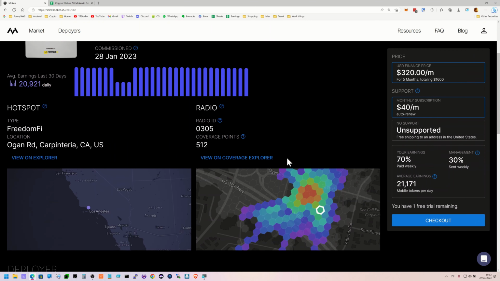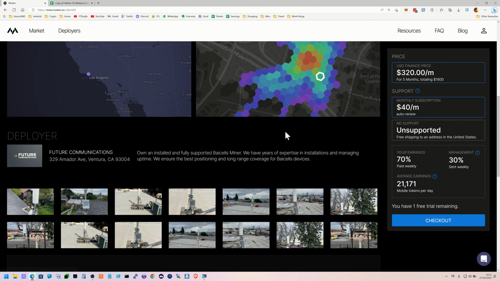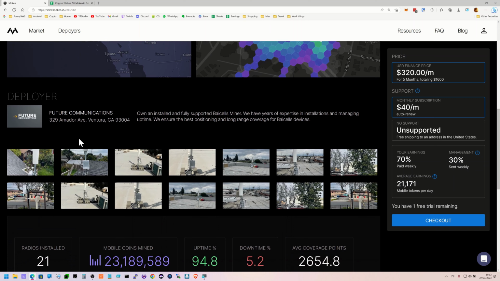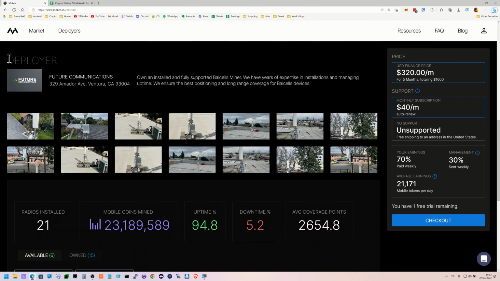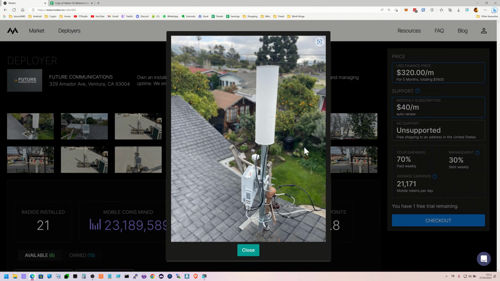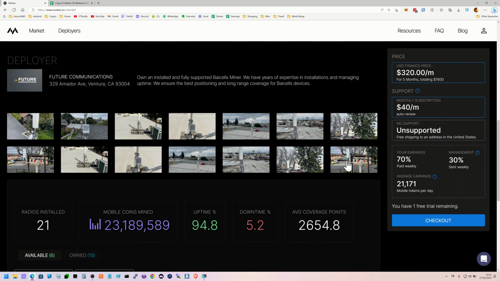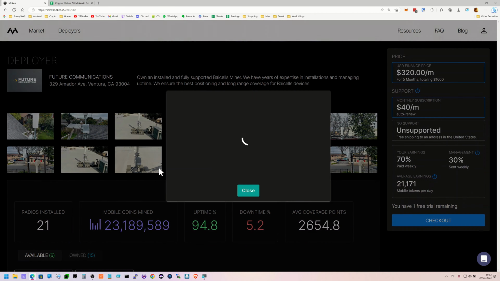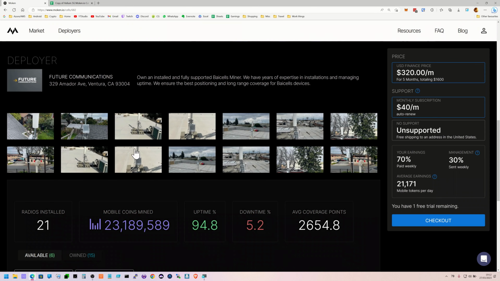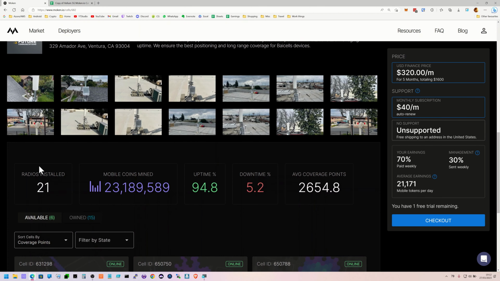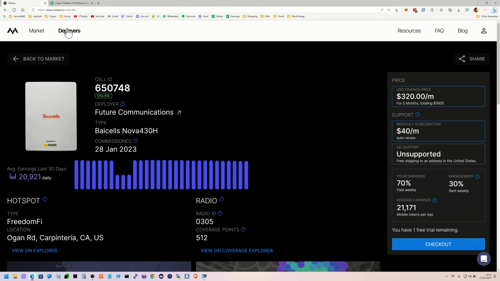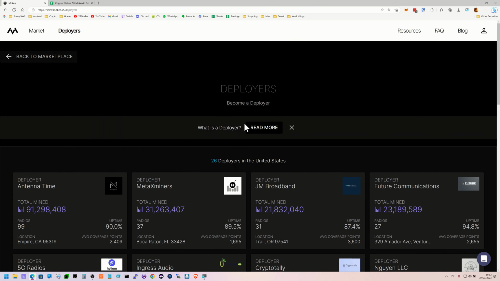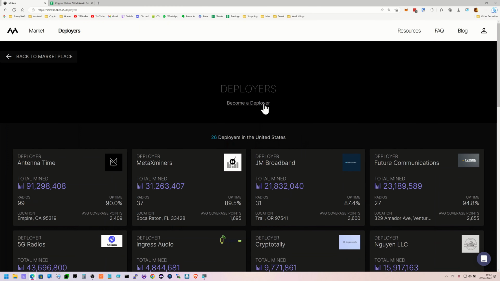Now, interestingly, they've actually added more details on the deployers themselves. So you can see here, you can actually find your deployer info. This one's called Future Communications. You get a bit of information about them and some photos of some of the installs that they've done. So yeah, just so you can see that you're actually getting a real miner here. Some of these are quite cool, and some of them actually show the person who's installed it as well. You can check out the deployer information over here. They've got a whole page dedicated to it. You can even become a deployer if you wanted to.